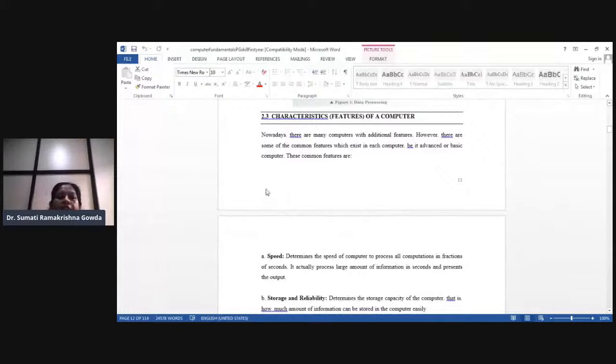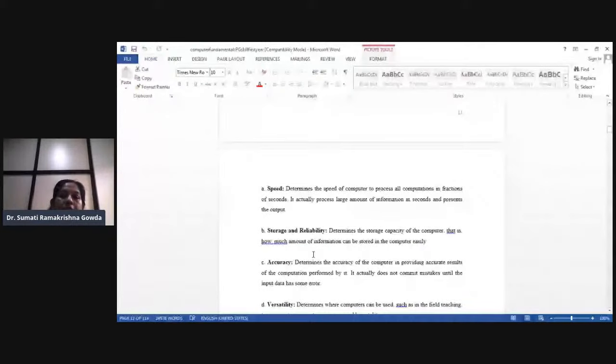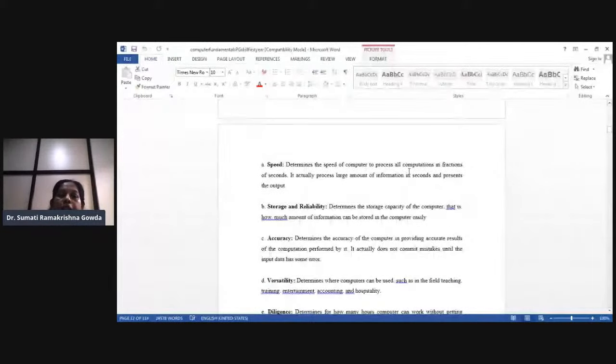Okay students, now we'll move to the features of a computer, meaning the characteristics of a computer. Nowadays, there are many computers with additional features. However, there are some common features which exist in every computer, be it advanced or basic. These computer features are, say, speed. Speed determines how fast the computer processes all computations, in fractions of a second. It actually processes a large amount of information in seconds and presents the output.